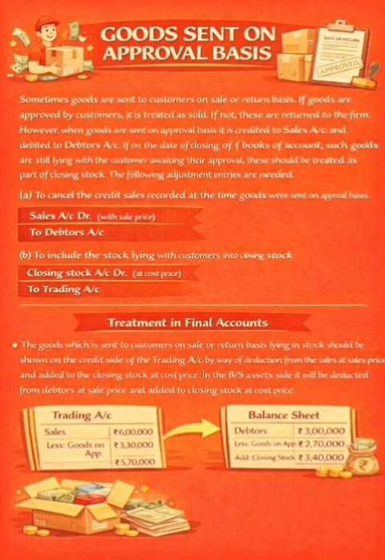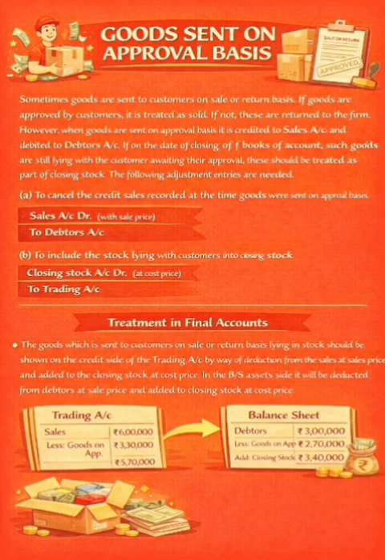If on the date of closing of books of account, such goods are still lying with the customer awaiting their approval, these should be treated as part of closing stock. The following adjustment entries are needed. A. To cancel the credit sales recorded at the time goods were sent on approval basis: sales account debit, with sale price, to debtors account. B. To include the stock lying with customers into closing stock: closing stock account debit, at cost price, to trading account.